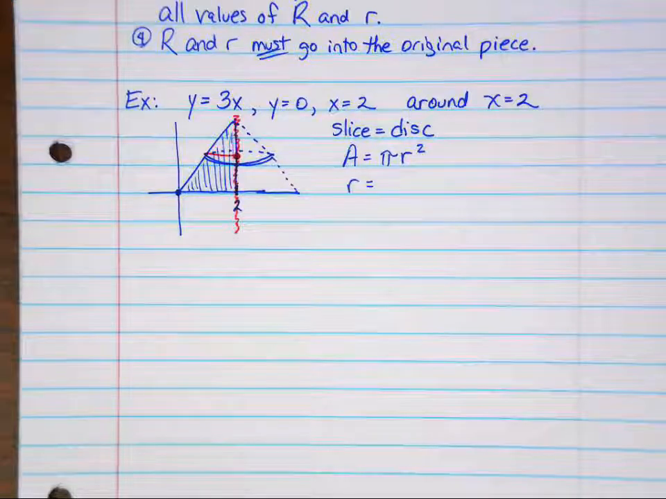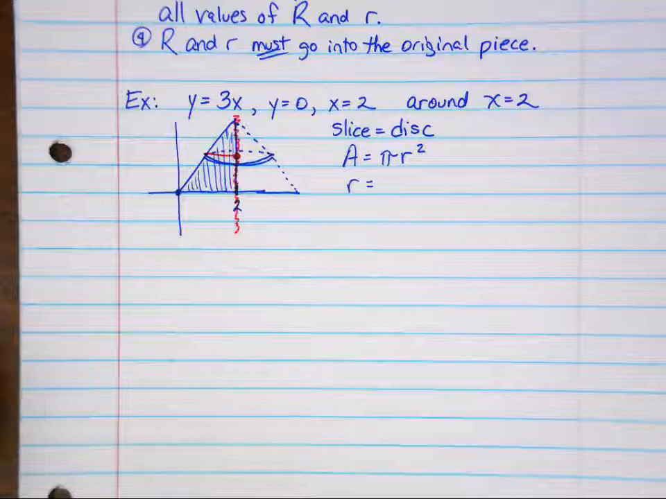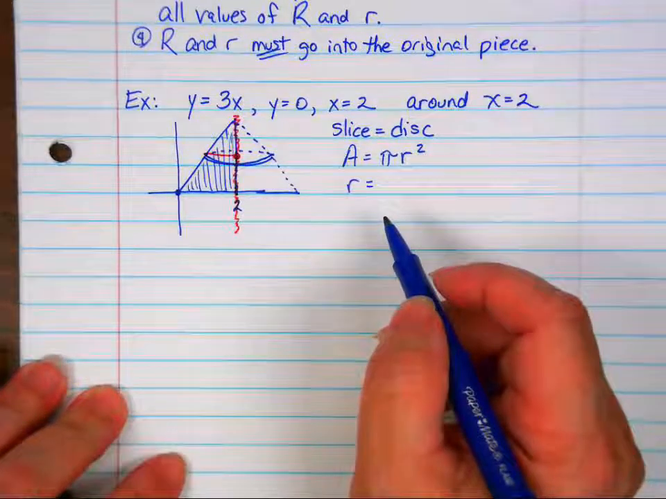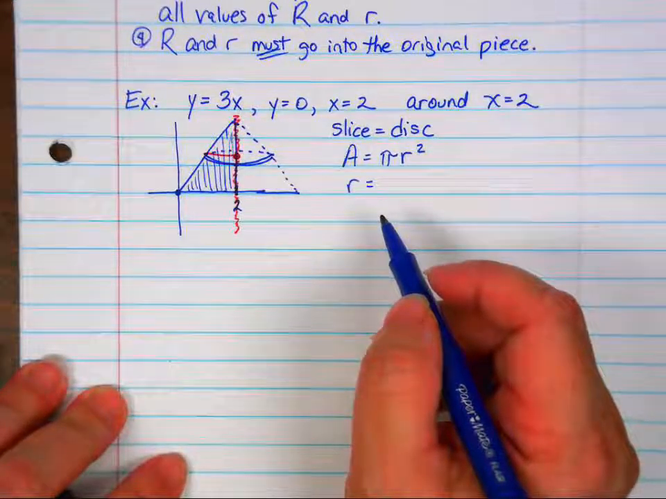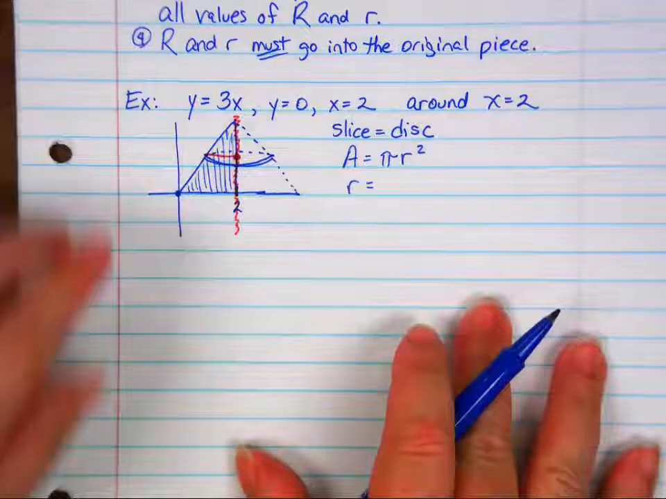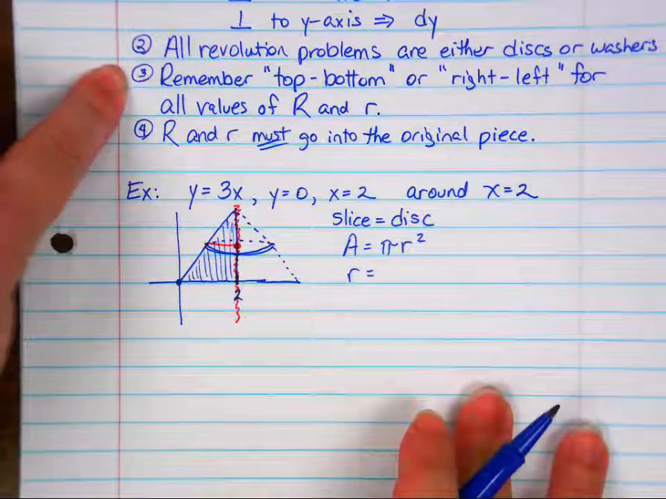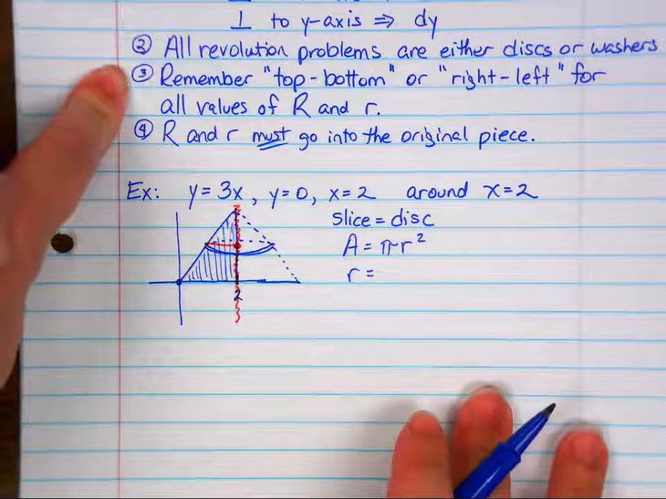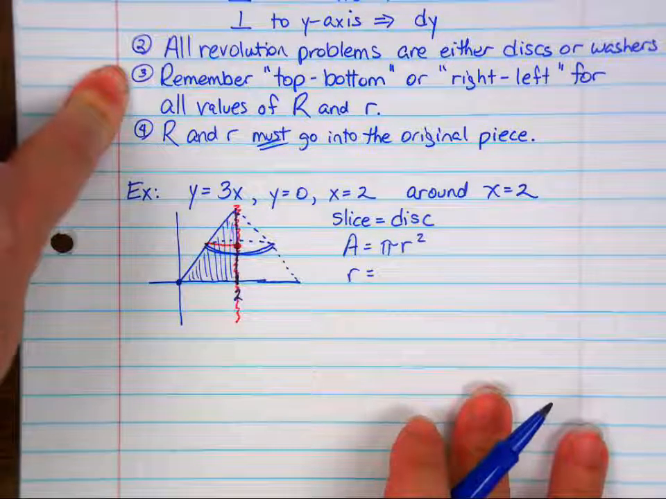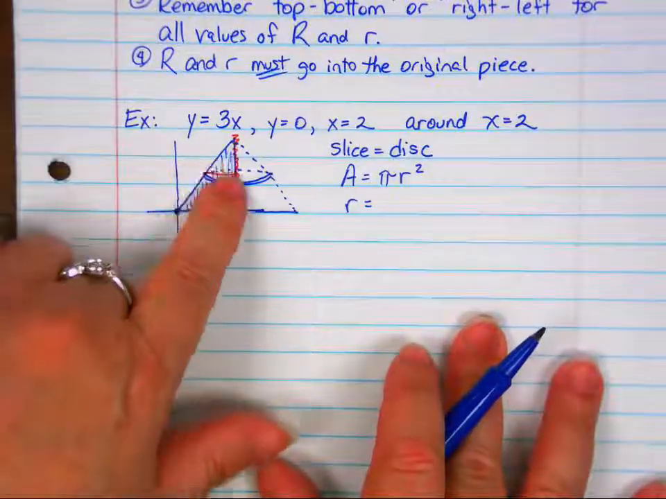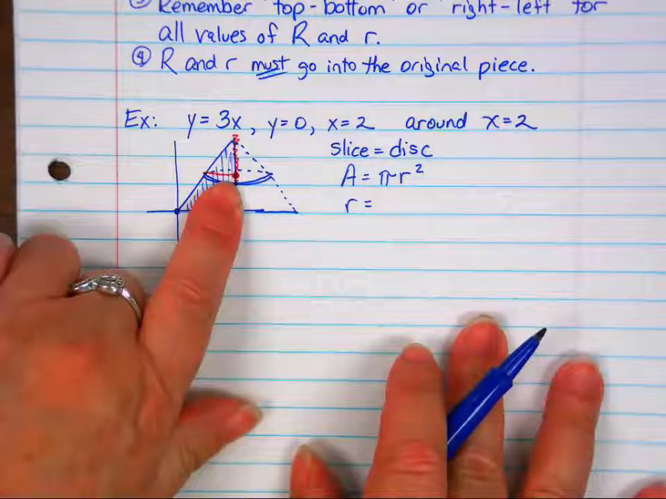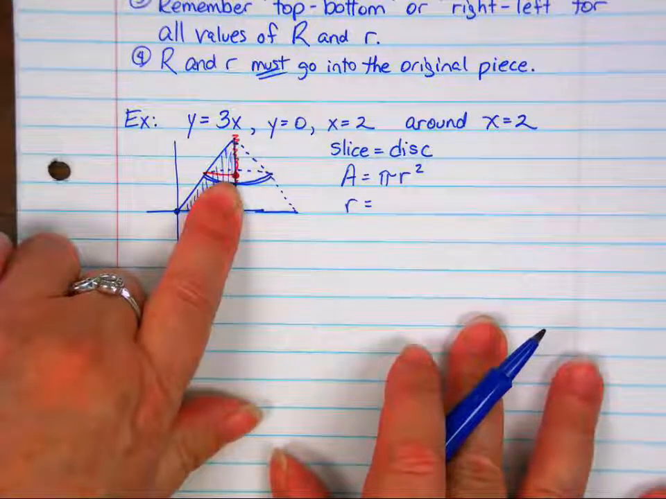Every year I teach this. This is the one thing that holds students back from being successful: trying to understand what R is. And I think I've finally come up with a way to explain it that will make the most sense. So what I told you on rule number 3 was when you're looking for R, you need to remember either top minus bottom or right minus left. Which one do you think applies to this radius? Right minus left, because of the direction that it's going.